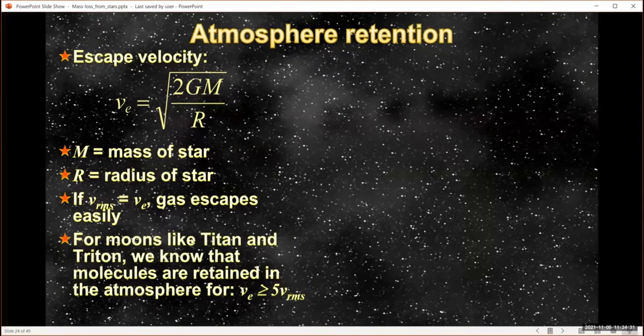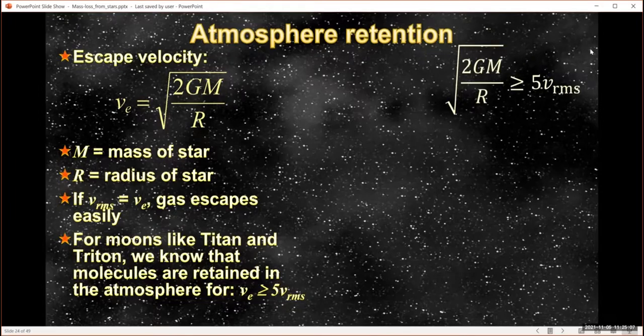But we also know that for moons like Titan and Triton, they hold on to some molecules that give us a framework for what is the criteria for holding on to atoms. So Titan, for instance, has formaldehyde in its atmosphere. Triton has methane in its atmosphere. So based on the temperatures and masses and radii of those two moons, we know that basically molecules are going to be retained if the escape velocity is more than about 5 times the root mean square, or average velocity, of the gas particles.